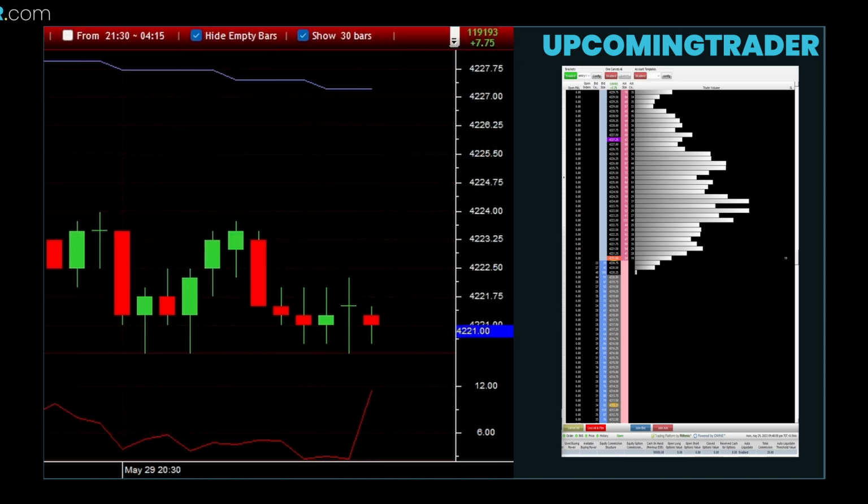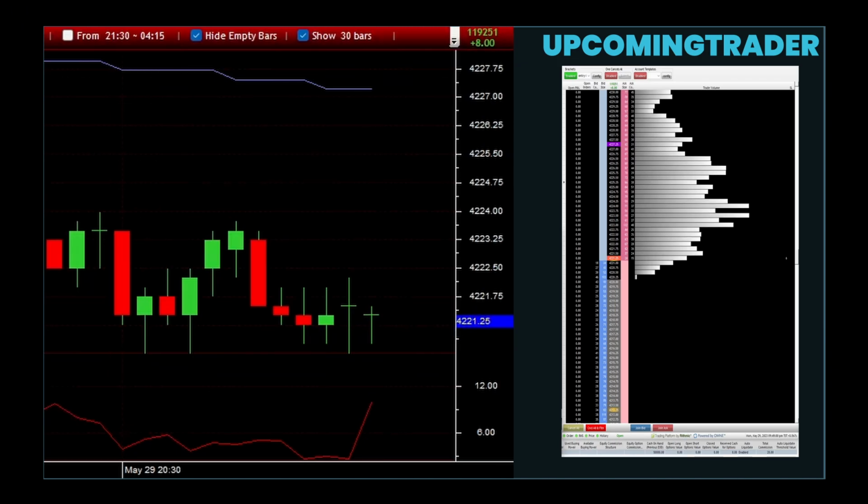Rectangles are consolidation patterns where the price moves sideways between a defined support and resistance level.